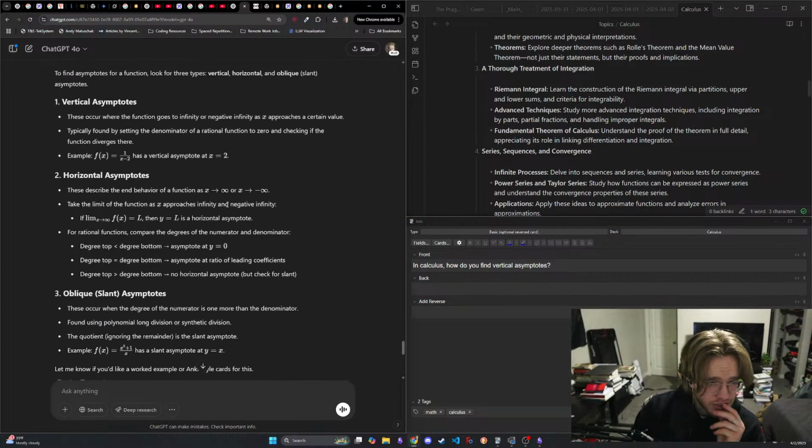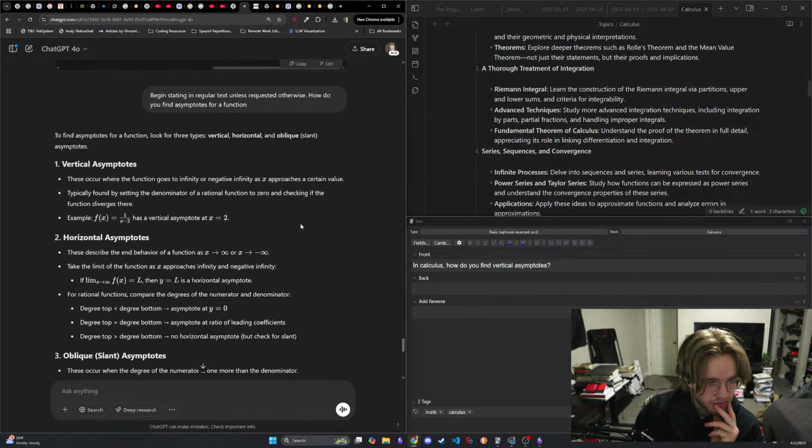Okay, so let's actually dive into this a little bit. So, 3 types of asymptotes. The vertical ones are where we approach infinity. The horizontal ones is where we approach a particular y value as we increase in x. And then for slanted ones, we're approaching a particular slope as x increases.